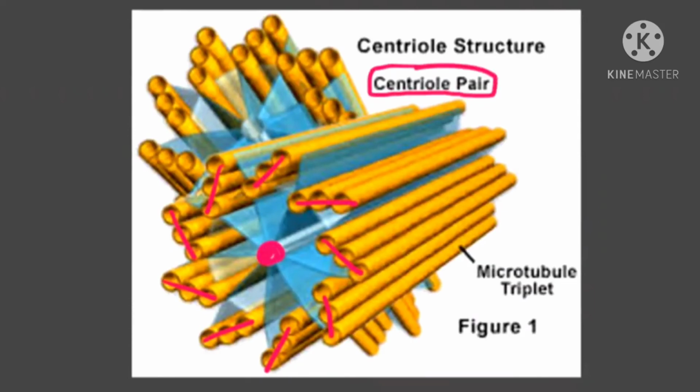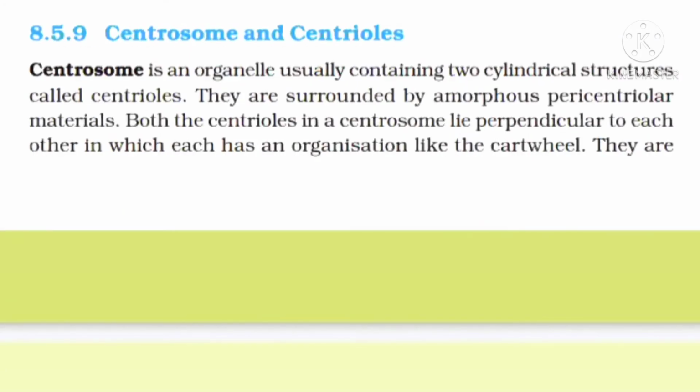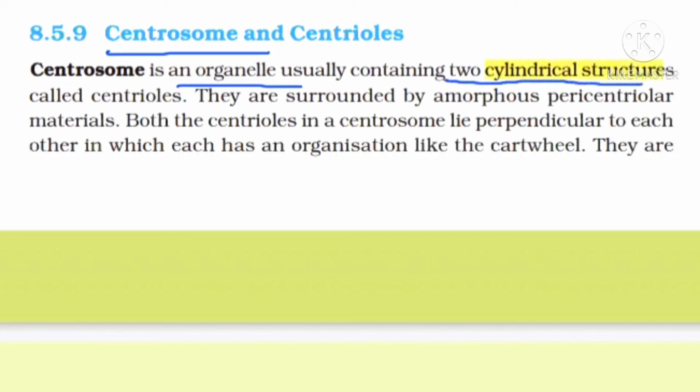Now let me make you see the NCERT line so that your confidence can come in whatever we have discussed, it is from the NCERT only. Now see carefully, beta. Centrosome is an organelle which contains 2 cylindrical structures. Again, this is a question area. If they ask you which type of structure, you have to highlight cylindrical structure. And centrosome contains how many cylindrical structures? 2. Okay, beta.